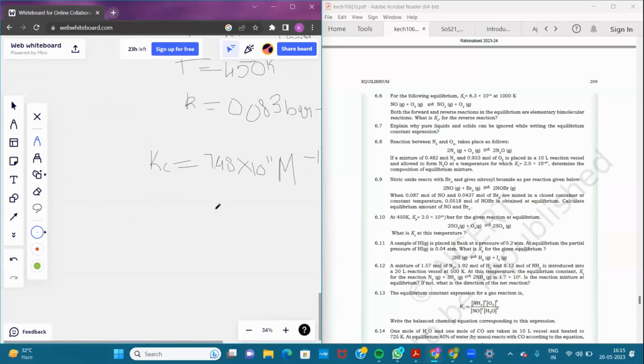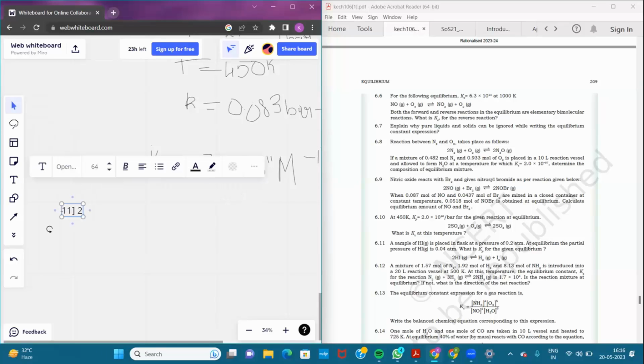Next, we'll go with the 11th question. A sample of HI gas is placed in a flask at a pressure of 0.2 atmosphere. At equilibrium, the partial pressure of HI gas is 0.04 atmosphere. What is the Kp of the given equilibrium? 2 HI gives rise to H2 plus I2. All three are in gaseous form only.